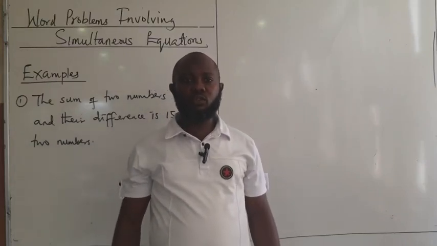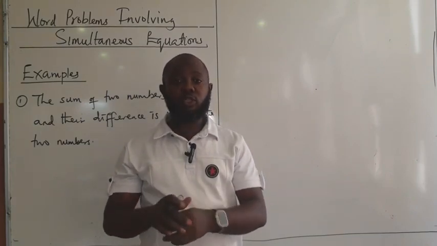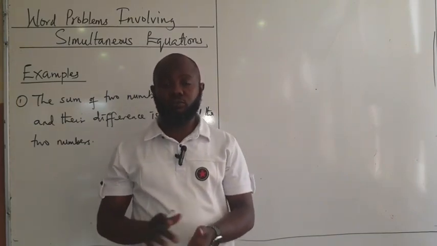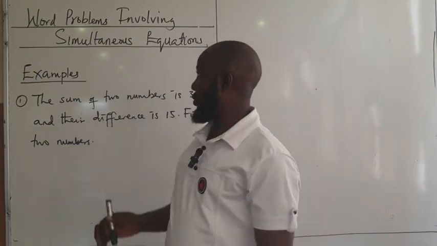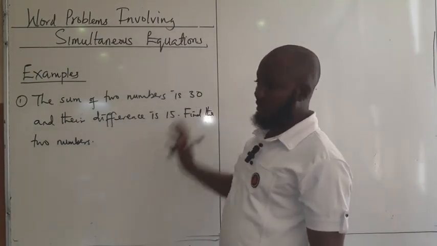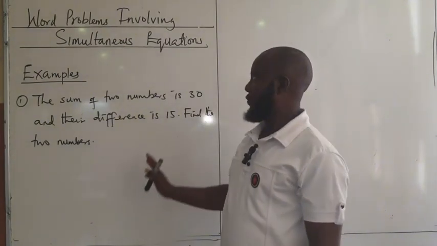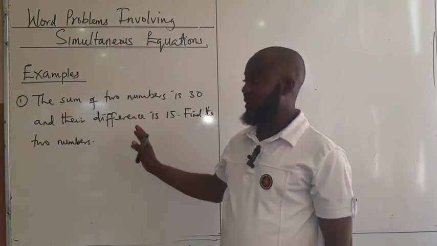So in this class, we want to continue from where we stopped. We stopped at the elimination method and substitution method of solving simultaneous equations. Today we want to look at word problems involving simultaneous equations, and we have some examples that we're going to solve for us to understand this topic in depth.